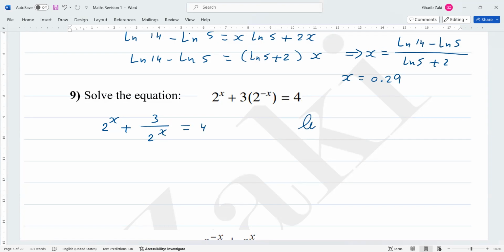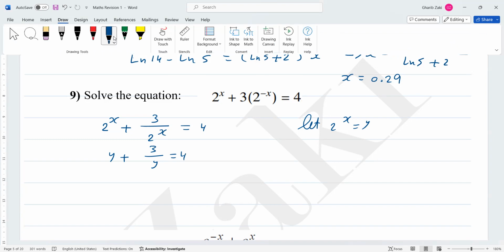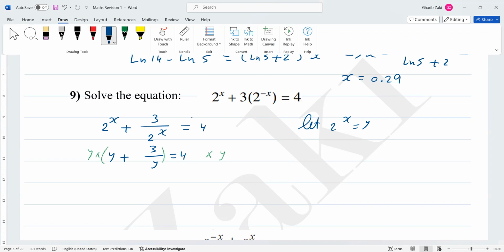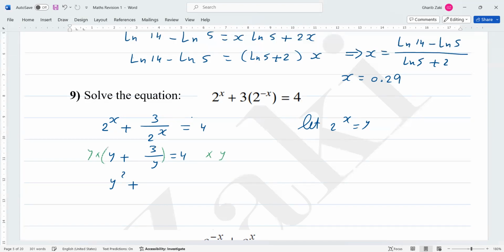Then we say let 2 to the power x equals y. So y plus 3 over y equals 4. Multiply both sides by y. So this side multiplied by y, and also this side multiplied by y. Distribute y. Then y times y, y squared. y cancel with y. 4 times y, 4y. This becomes a quadratic equation. y squared minus 4y plus 3 equals 0.